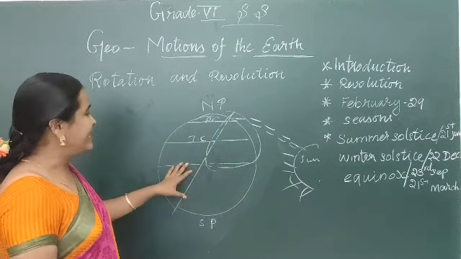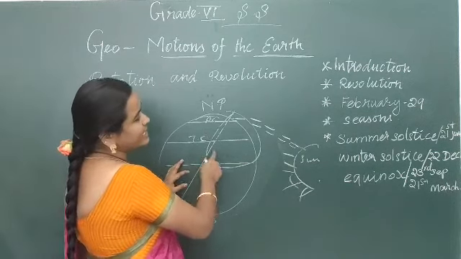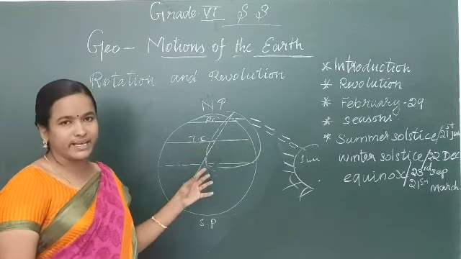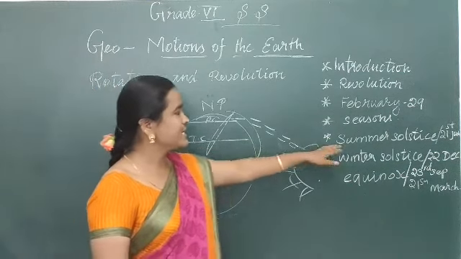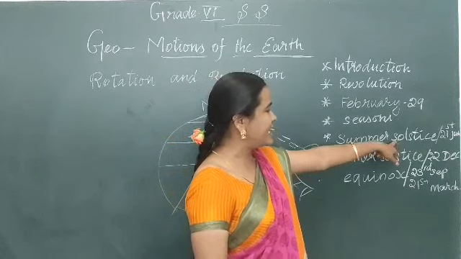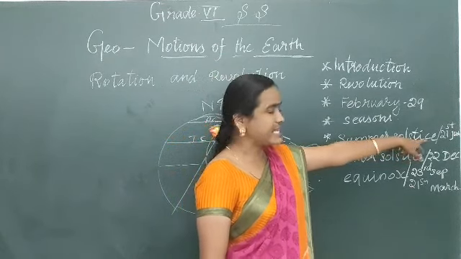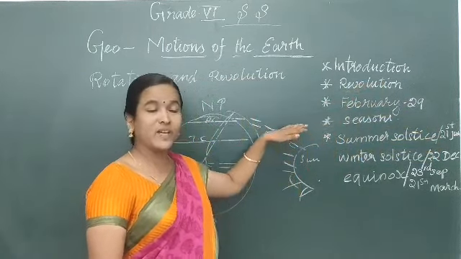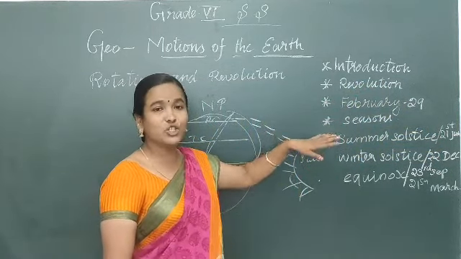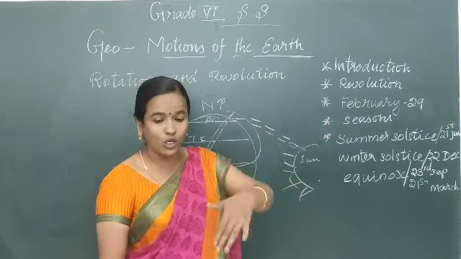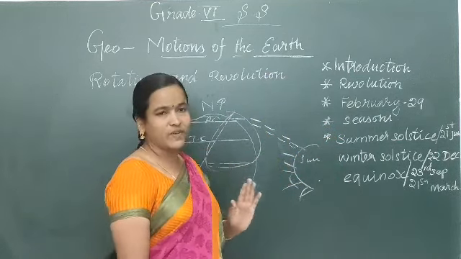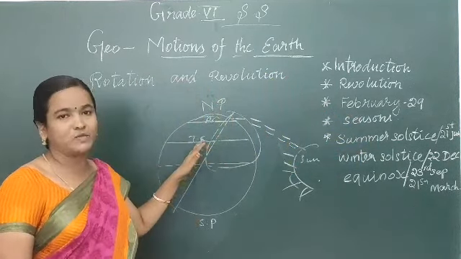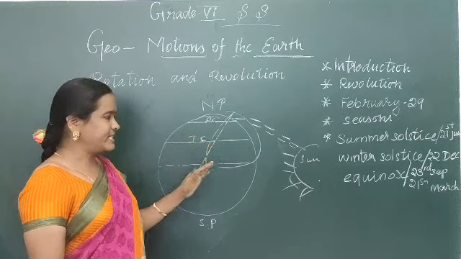Okay children, the 21st June is known as summer solstice. Listen, summer solstice. What is the spelling? S-O-L-S-T-I-C-E. So 21st June is summer solstice in the northern hemisphere. That is important: 21st June is not the summer solstice for both hemispheres. It is the summer solstice only for the northern hemisphere. Is it okay children? Right.